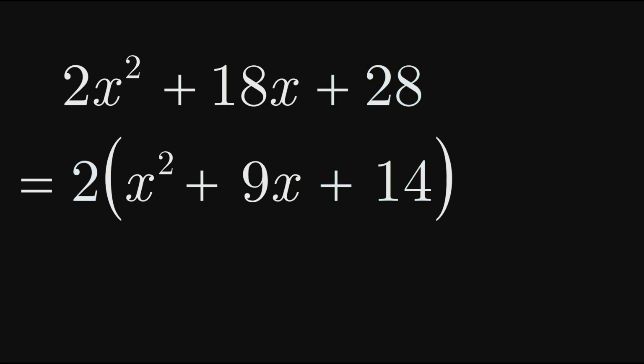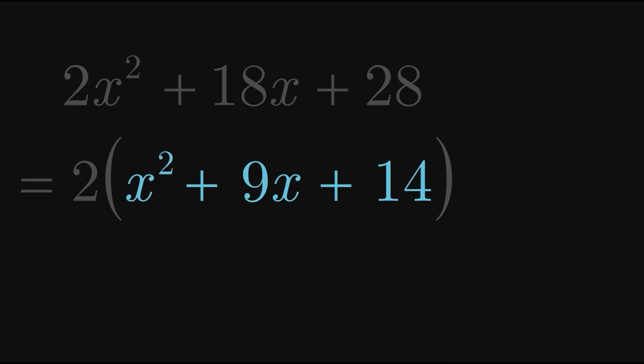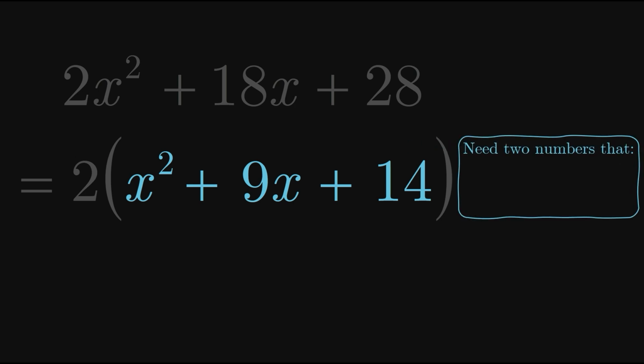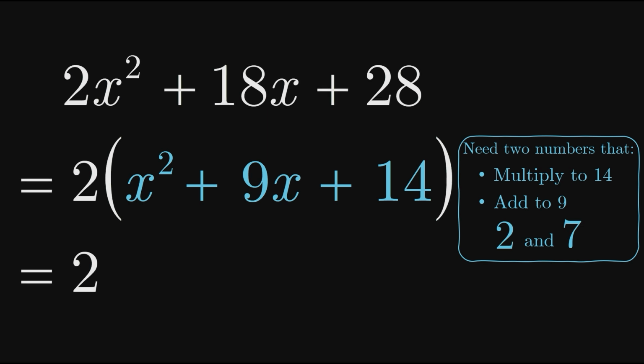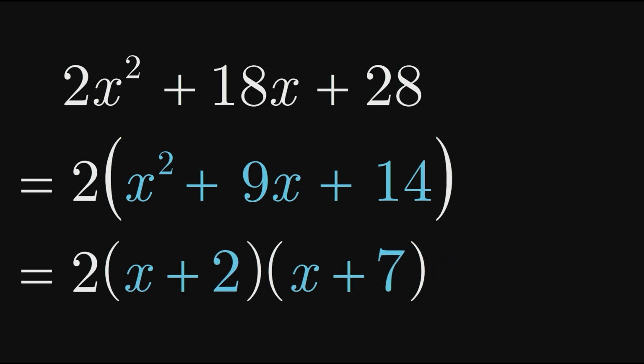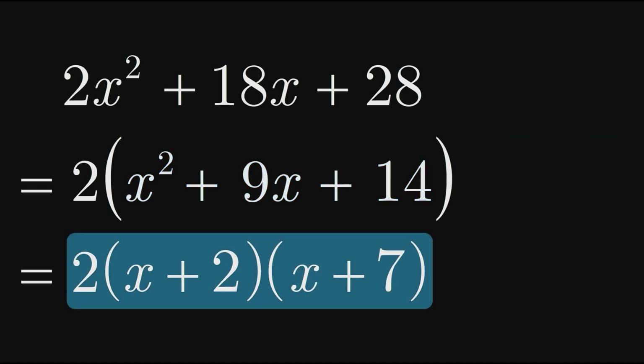We're not done yet though. Looking at the expression in the brackets, we see that we have a trinomial of the form x squared plus something x plus something, which we might be able to factor further. As we've seen, to factor this trinomial, we look for two numbers that multiply to 14 and add to 9. 2 and 7 are the numbers we want. So remembering to include our common factor of 2 from earlier, we can then write x squared plus 9x plus 14 as x plus 2 times x plus 7, giving us a fully factored expression.